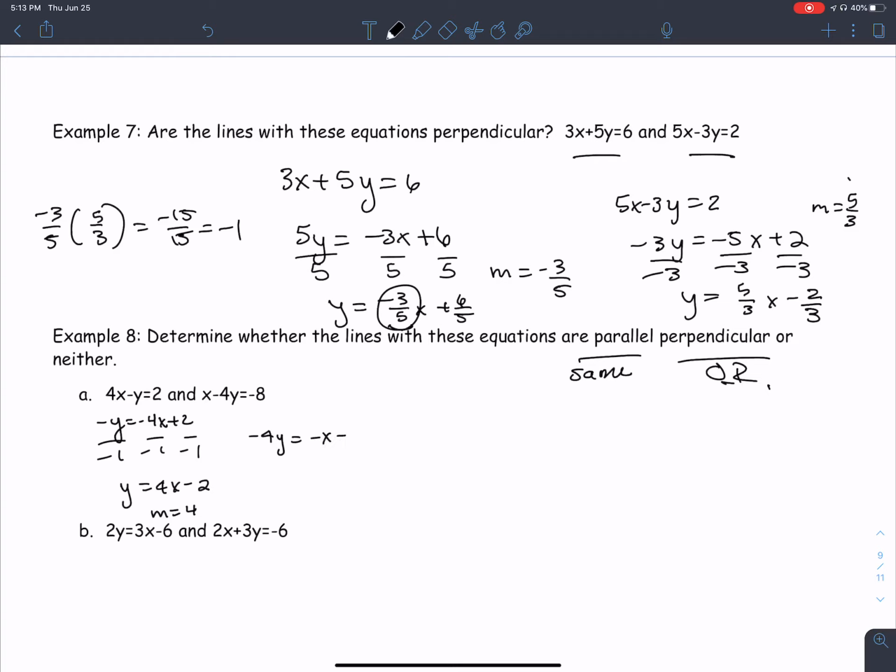-4y equals -x minus 8, divide by -4. So y equals 1/4 x plus 2. So these are really close. I've got 4 and 1/4. But even though they're reciprocals, they're not opposites. One's not positive, one's not negative. So this is neither.